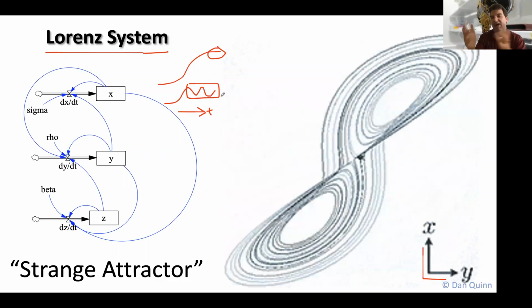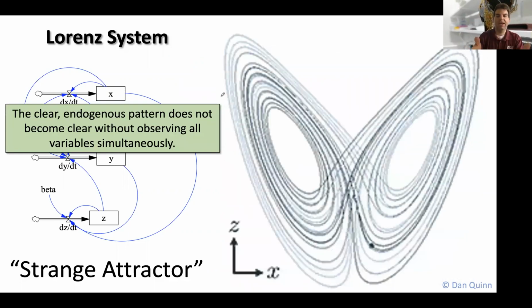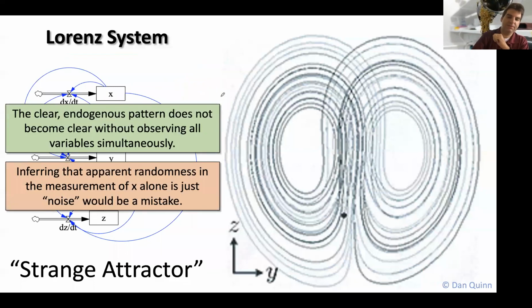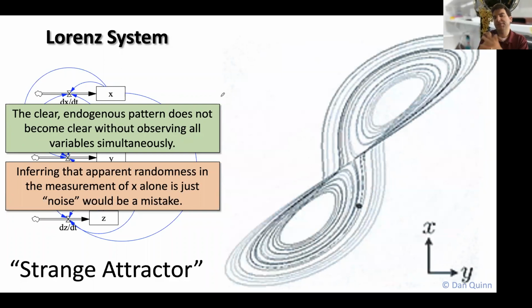Chaotic systems typically have these really interesting strange attractors. This clear pattern doesn't become clear unless you put the variables together and look at them simultaneously. If you saw apparent randomness in one variable and concluded it was random before you looked at how the variable related to all the other variables, you'd be making a mistake. This is a frequent thing when people take time series data, like on traffic patterns, for example.